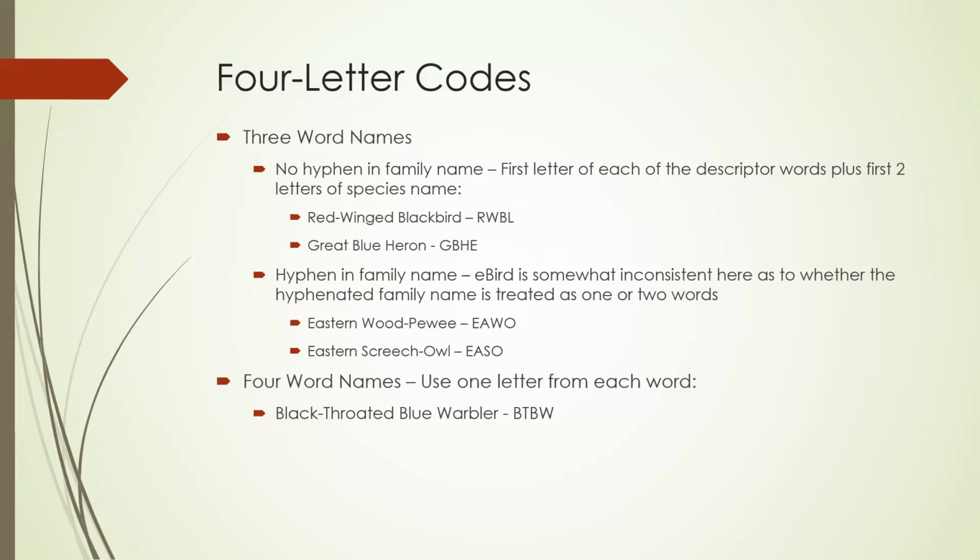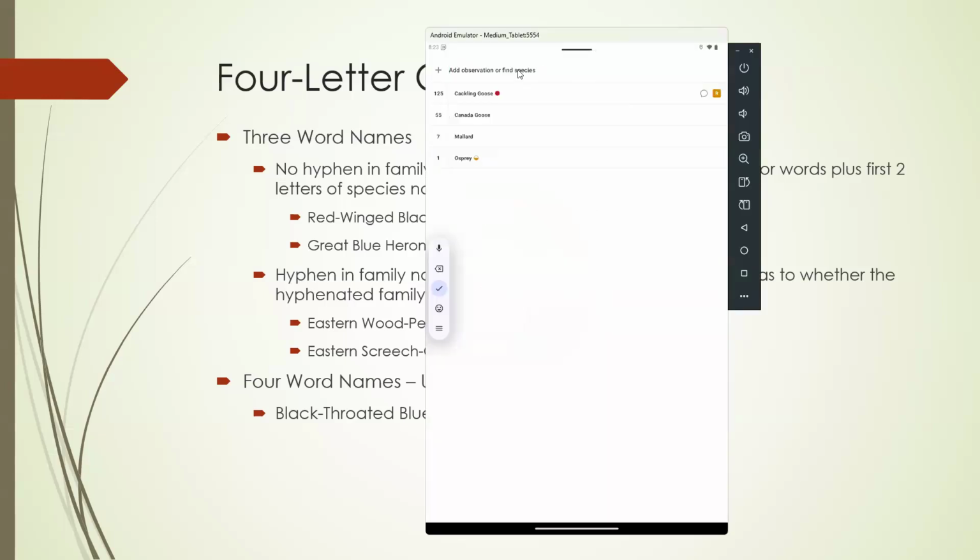So red-winged blackbird is RWBL. Great blue heron, GBHE. And again, as far as the rules go, we're just trying to shorten the list down. RW takes the only thing in this area that matches RW, which is red-winged blackbird. So you don't even need to know the whole thing. You just start from there.